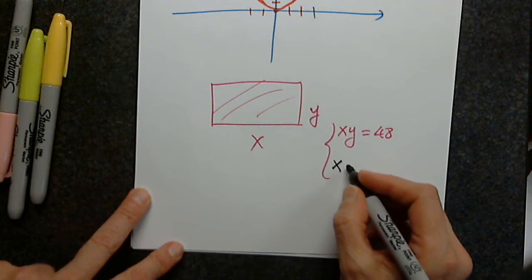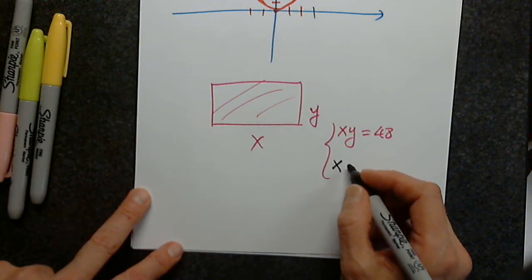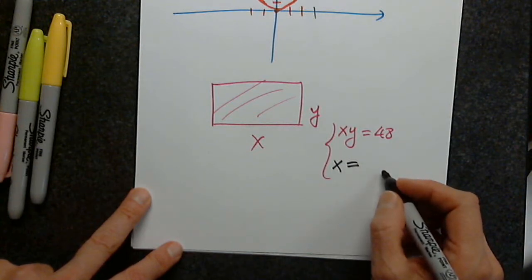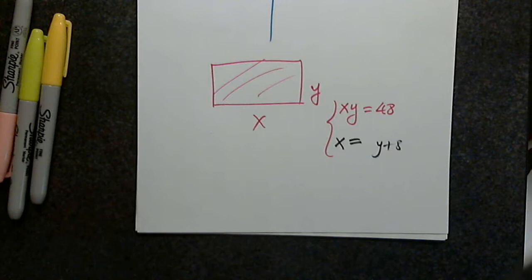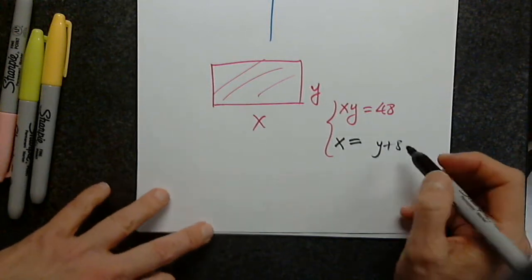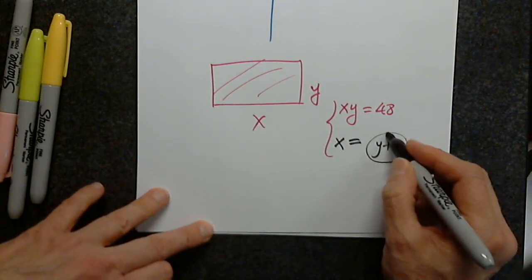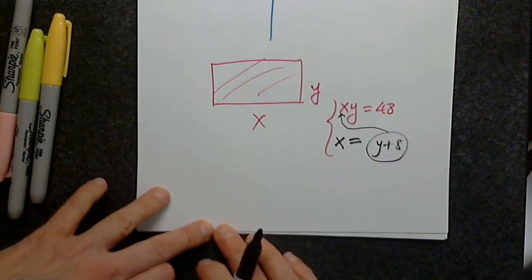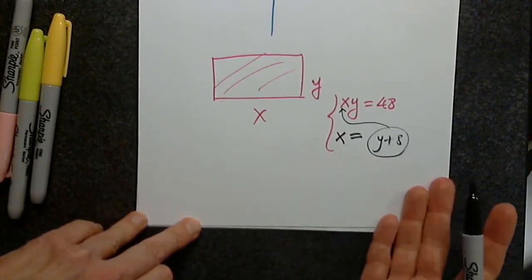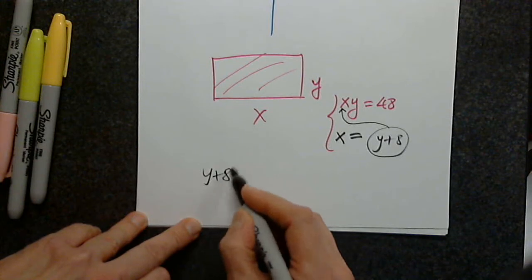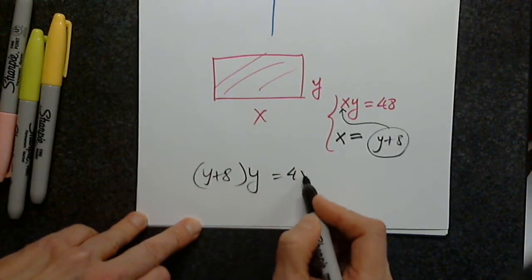The length is y plus 8. The length is 8 feet longer than the width. What we have to do now is replace x in the first equation by y plus 8. It's the same thing. X or y plus 8, same thing. So y plus 8 times y equals 48.